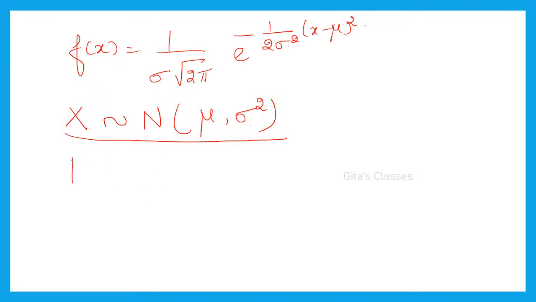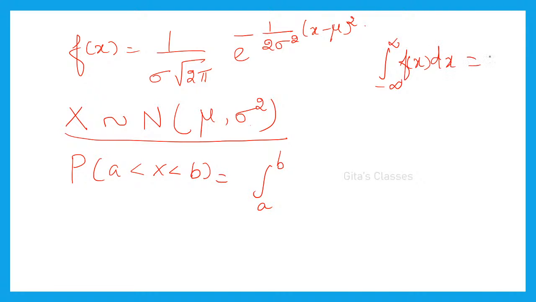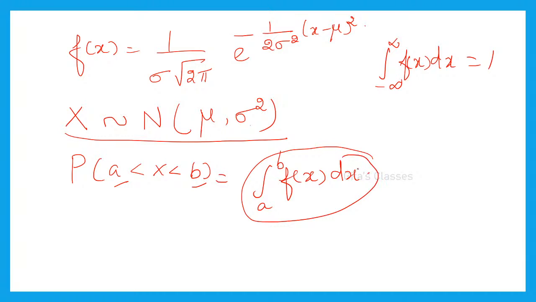So what is the probability a less than x less than b? We know already the total probability means from minus infinity to plus infinity, f of x dx, which will always be 1. So if you want to find out from a point a to b, it is the integral from a to b of f of x dx. But here it is made very simple. You need not integrate all those things. The values are available in a table form. We can use the table directly. How to use the table I am going to explain.